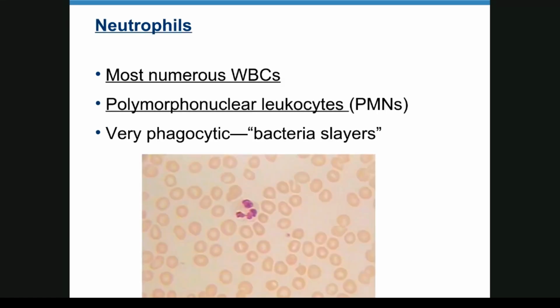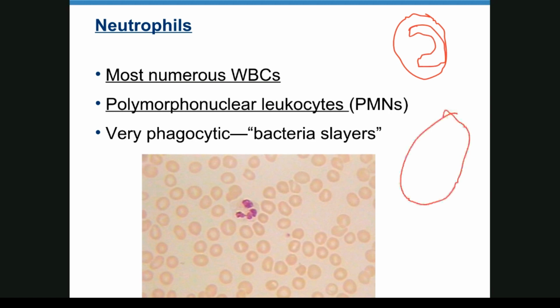This is a neutrophil right here. They're also called polymorphonuclear leukocytes and eat stuff, bacteria particularly. An immature white blood cell, neutrophil, has a banded nucleus. So if this is a white blood cell, it has a banded nucleus. And then as they become mature, they become segmented nucleus. So therefore, we call them polymorphonuclear leukocytes.